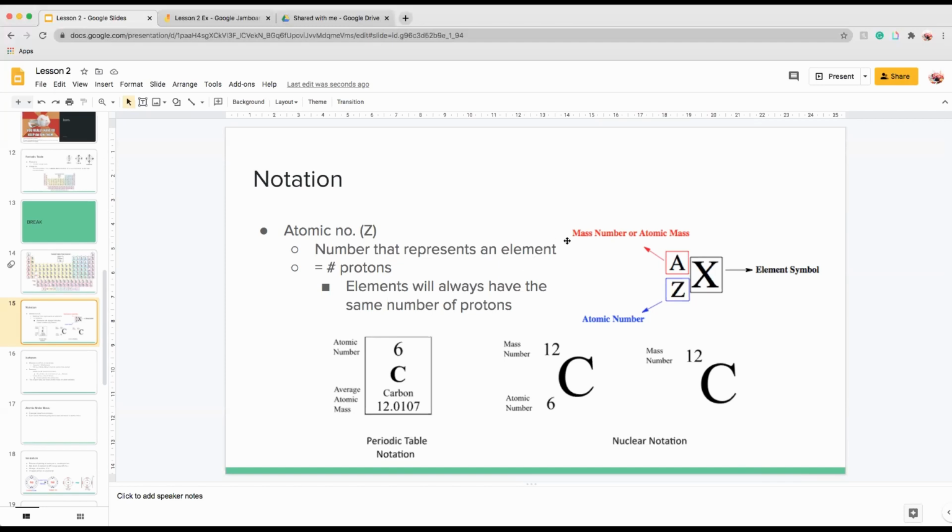Okay. Notation of an element. When you're writing down... Tony, explain this notation thingy.